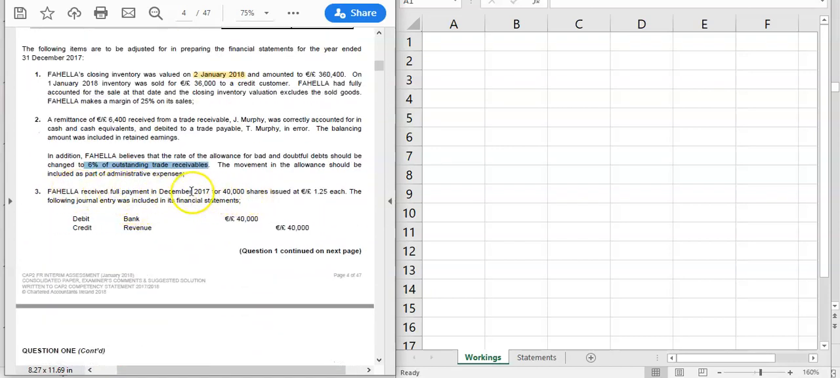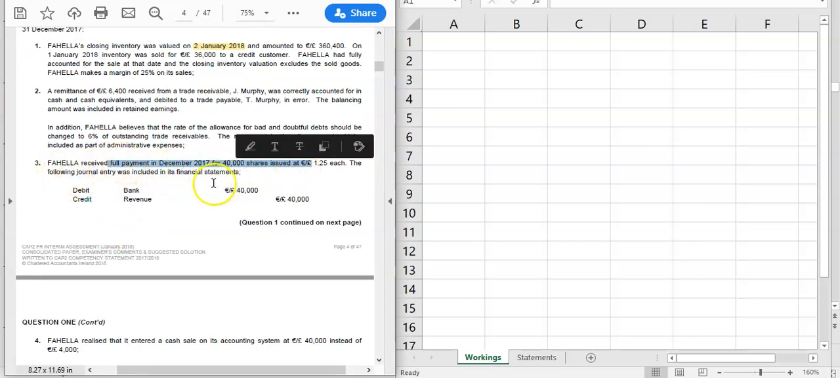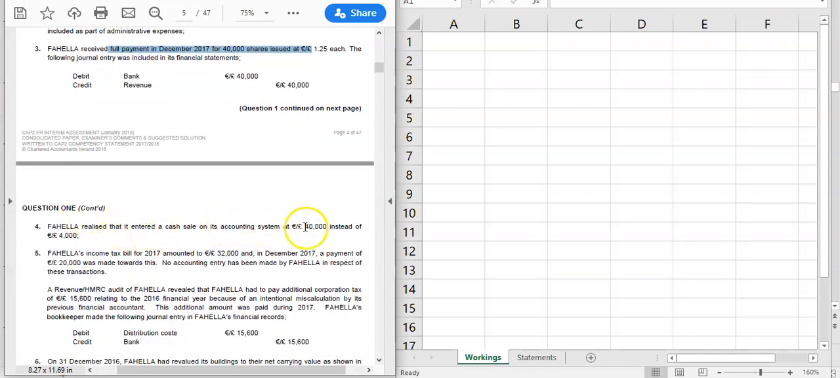Received full payments for the share issue in December 17, and they debited bank when they credited revenue. So we know that's not correct. We're going to have to readjust that. And a good student will note there, if I have a share issue, that's going to impact part C as well. So you might put a big label there, statement of changes in equity. So just trying to map, you're getting marks every time you put these things in. When you issue shares during the year, you're going to have it in the statement of changes in equity. So cash sale into the accounting system of 40,000 instead of 4,000. So there's an error there in terms of accounting. We have to adjust that error. Right? So we'll do that in due course.